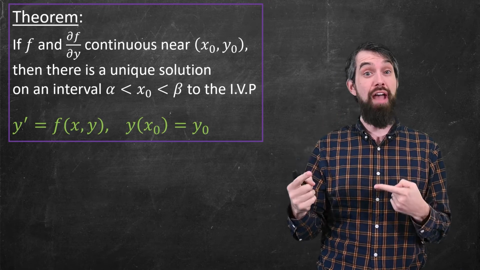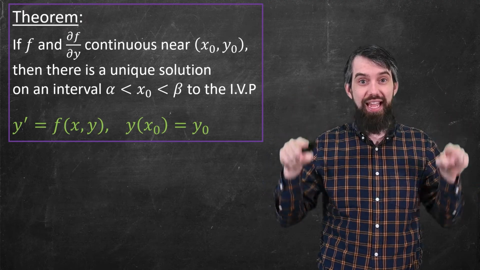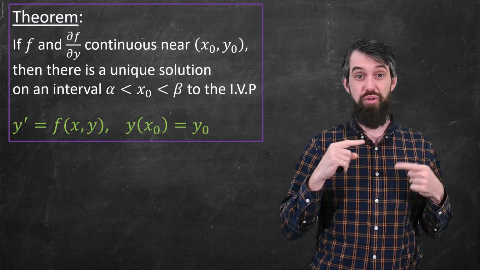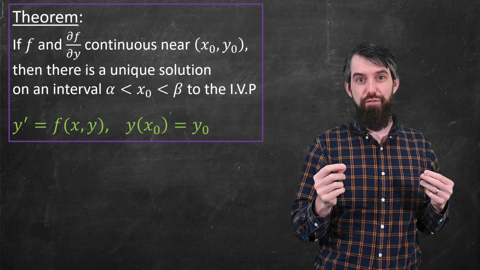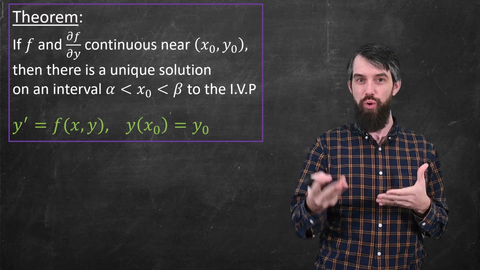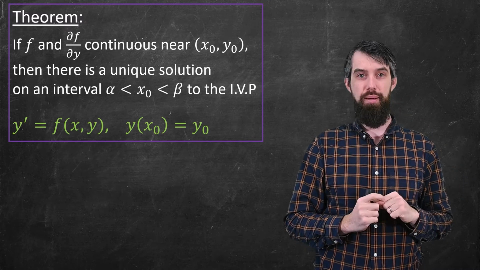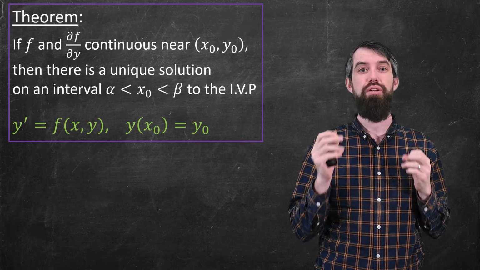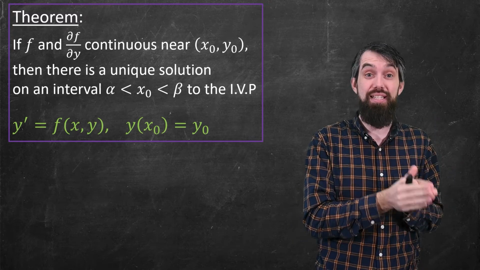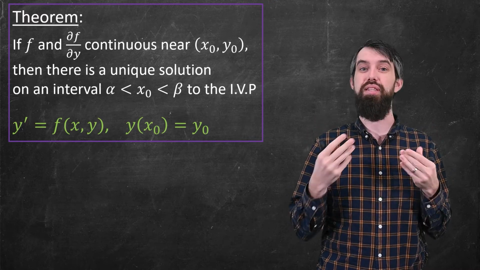f and the partial derivative of f with respect to y are both multivariable functions. So you could imagine some rectangle about the point x naught, y naught, and then both of those are continuous on that rectangle. So that's my assumption. And then my conclusion is that for that initial value problem, y prime equal to f and y of x naught equal to y naught, there is a solution and that solution is unique. That is, there exists a unique solution to that initial value problem. This is sometimes called Picard's theorem, but it's an example of an existence and uniqueness theorem. It's giving conditions for when there exists a unique solution to the initial value problem.